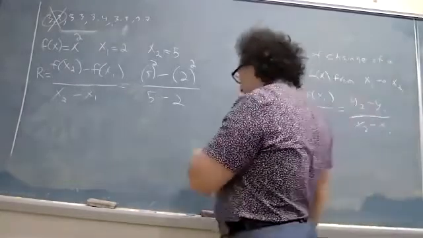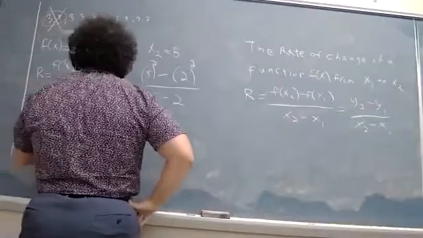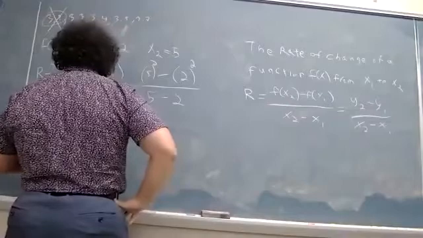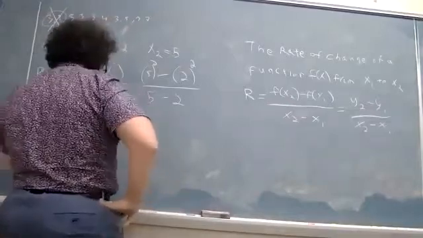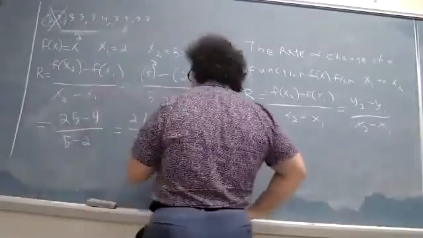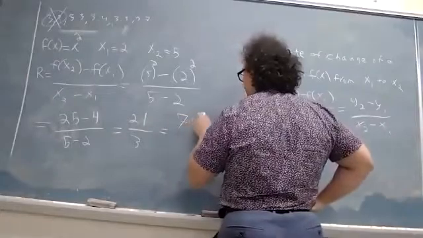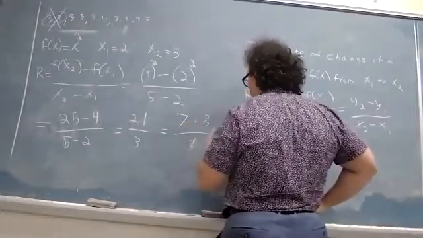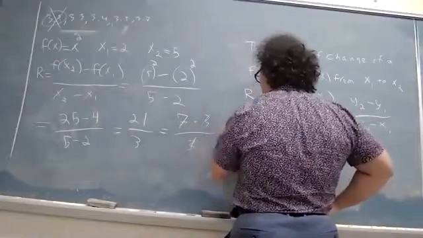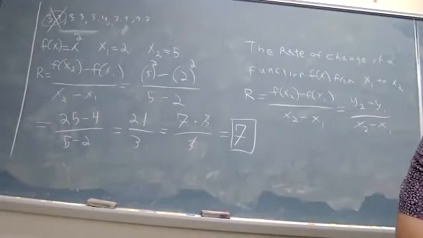So let's compute what this really equals. This equals 25 minus 4 all over 5 minus 2. Okay, so this becomes 21 over 3. Which is beautiful because 21 is 7 times 3, right? I can cancel out the 3's to get a 7. So this is the average rate of change of the function f of x equals x squared from x1 equals 2 to x2 equals 5. Does that make sense?